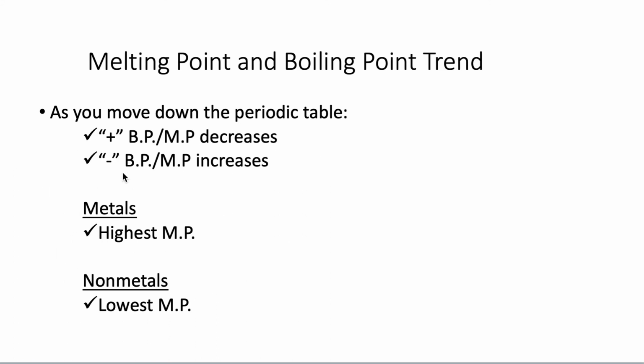So a melting point and boiling point trend. As you move down the periodic table, you have a positive, right? So boiling point and melting point decreases. And when you have a negative, your boiling point and melting point increases. Okay, so metals have the highest melting point and nonmetals have the lowest melting point.